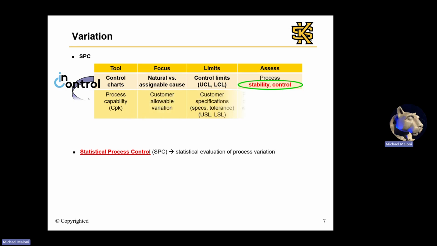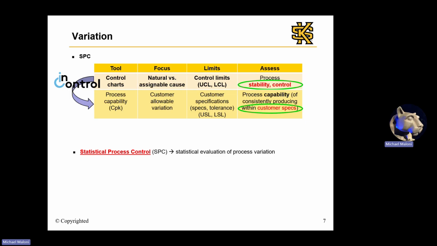Our second tool, process capability, then looks at the customer expectations, specifically their allowable variation. Process capability, which is abbreviated CPK, determines if the process is capable of consistently producing within customer specifications. Can the process consistently deliver what the customer wants? And we'll learn how to assess the process variation relative to customer specifications, customer specs, with the upper spec limit, the USL, and the lower spec limit, the LSL.